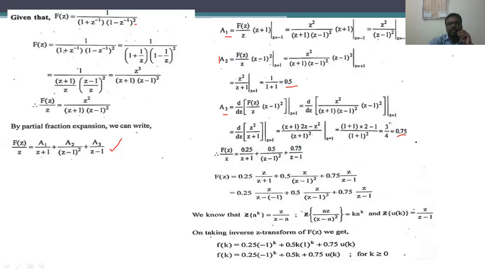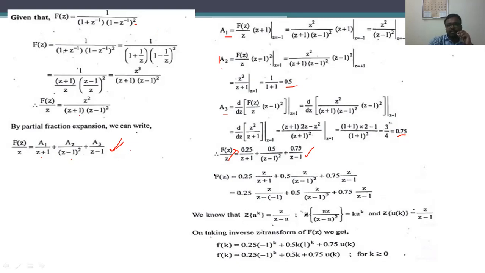So just substituting the values of A1, A2 and A3 in this equation, we are going to get the value of f of z. Transferring this z value to the RH side, we are going to get f of z is equal to z into 0.25 divided by z plus 1 plus 0.5 into z divided by z minus 1 whole square plus 0.75 into z divided by z minus 1.